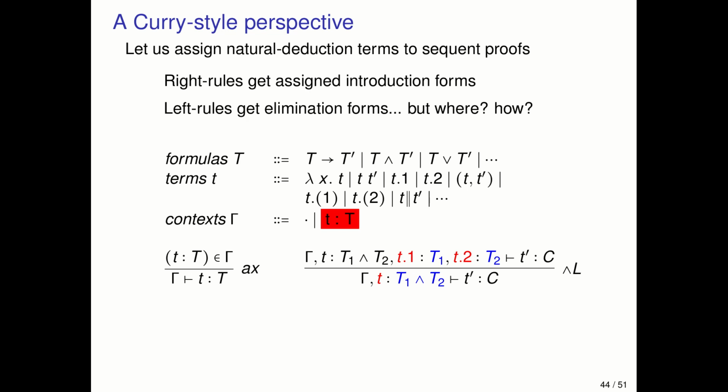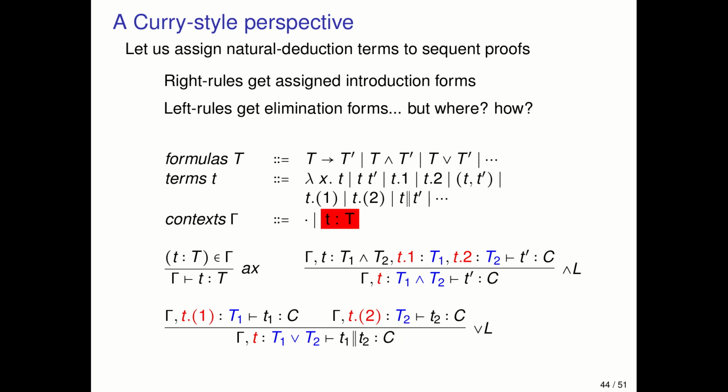So then your axiom says, if you're assuming a typing, you can use it. And the left rule says if you had assumed a typing like this, you have to retain it, maybe for structural reasons, but then you can also assume these typings. Now, of course, the interesting one is the disjunction. Okay, so check this out.